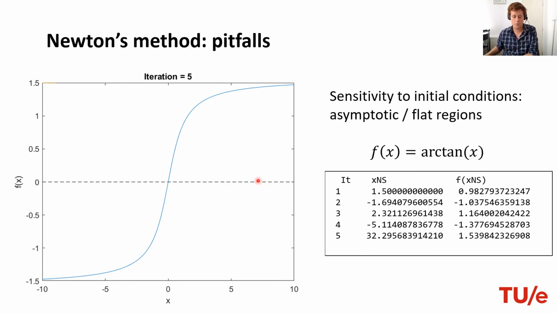This is because we're running into these flat regions of the curve where there is asymptotic behavior, and the very low values of the first derivative of the function there really drive you away from the solution instead of converging towards it. So this is also something to be very cautious of. With one more iteration, you see that it's really running away.